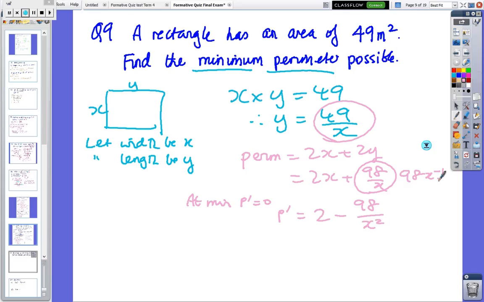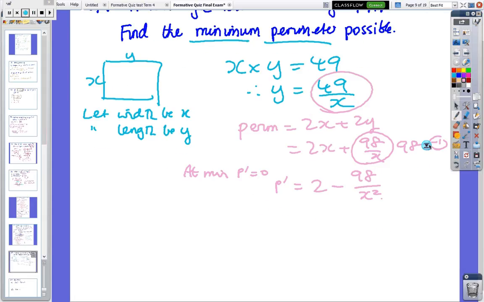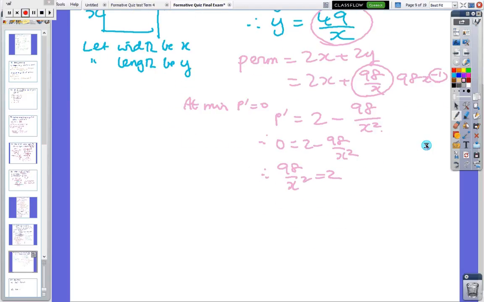Okay, so we multiply by the minus and then we subtract 1, which will give us minus 2, which will become plus 2 on the bottom. So therefore 0 equals 2 minus 98 over x squared, and bring all the minuses across to make them plus. We just switch these two positions over. So 98 over 2 equals x squared. x squared equals 49, and x equals 7.